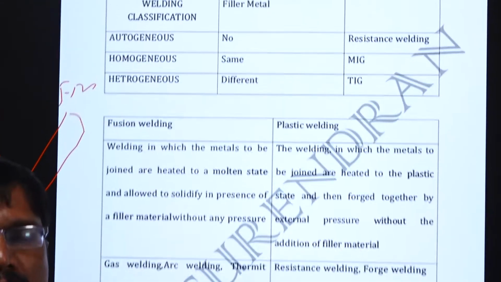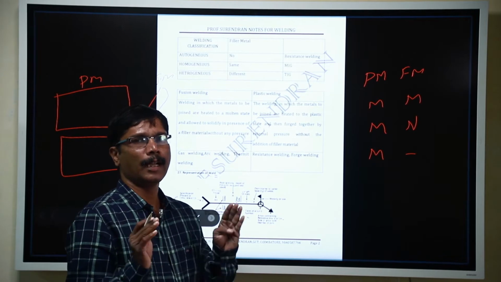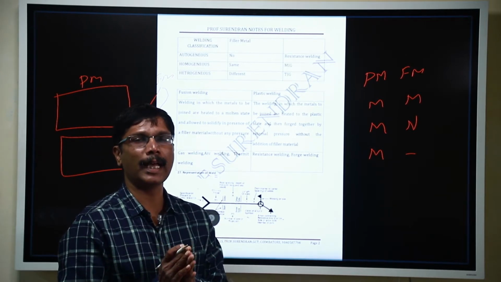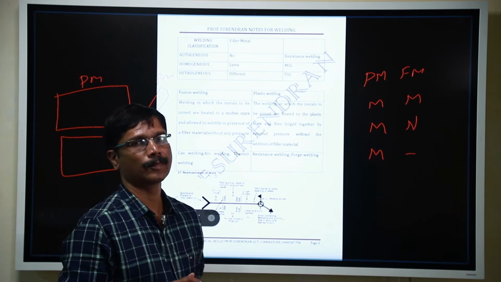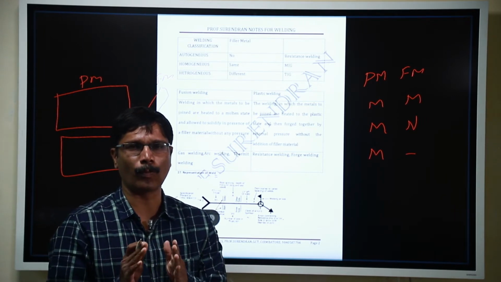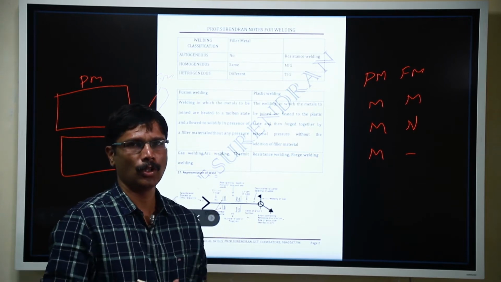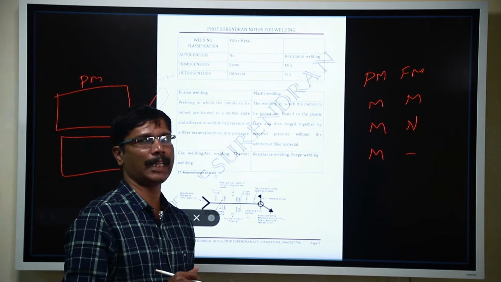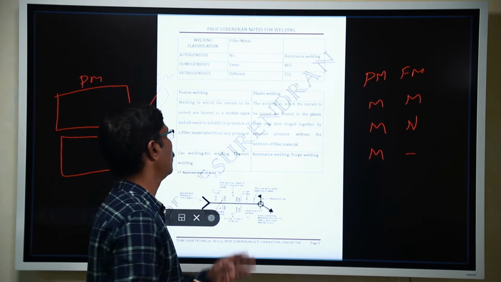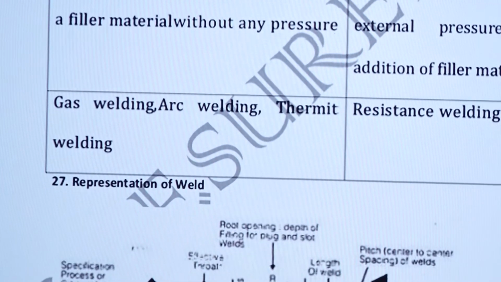So we broadly classify welding into 2 types: fusion welding and plastic welding. In fusion welding, the metal is joined in the molten state. In pressure welding, the parent metal has to be converted into the plastic state and external force is applied to make the joint. So that is plastic welding or pressure welding.